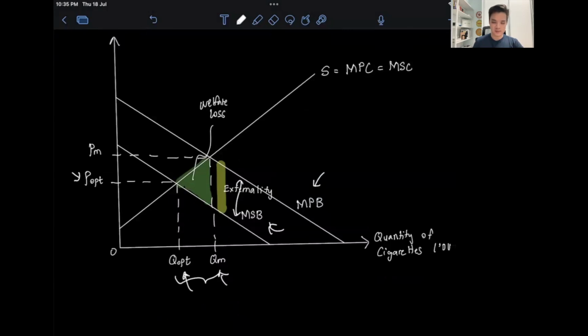In this diagram, we see how QM is higher than QOPT, and your marginal cost to society, so MSC, is higher than your marginal benefit to society, MPB, at point QM, which is the actual quantity that the market is producing. This results in a welfare loss, which is reflected in the graph as a shaded green triangle. So this is the second of two negative externalities you'll be covering in the IB Economics syllabus.